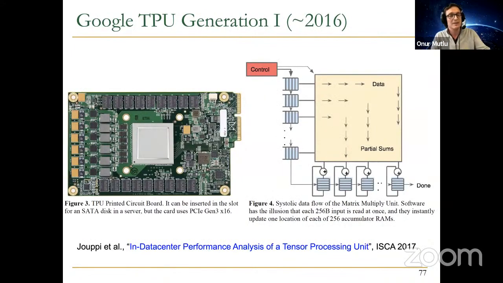So this is Google's TPU Generation 1. I mentioned that this is actually relatively earlier than Tesla's chip. And again, a company like Google, a traditionally software company, is investing in these chips because they find this is much better for their system. In fact, they invested a lot more.